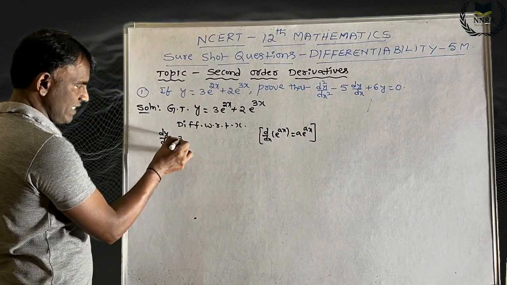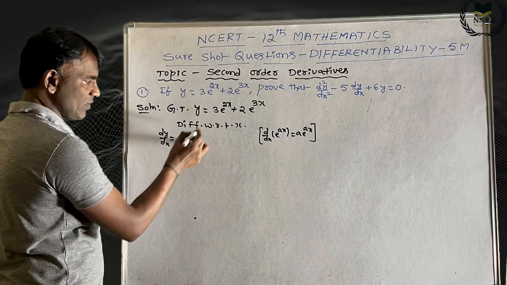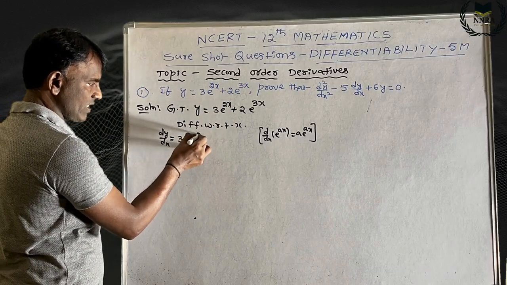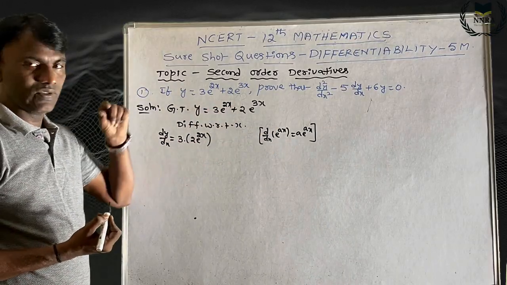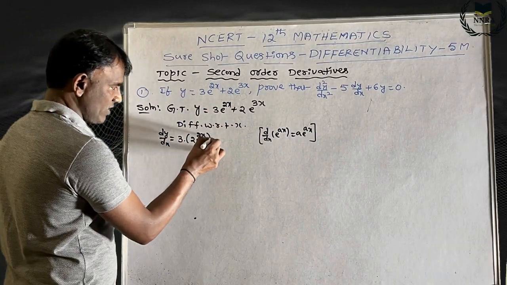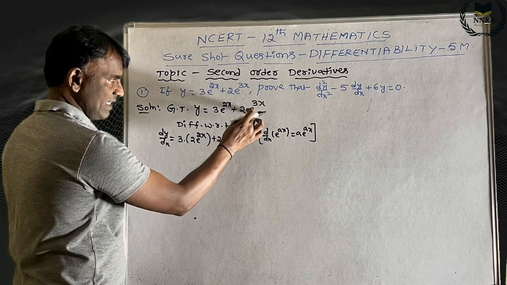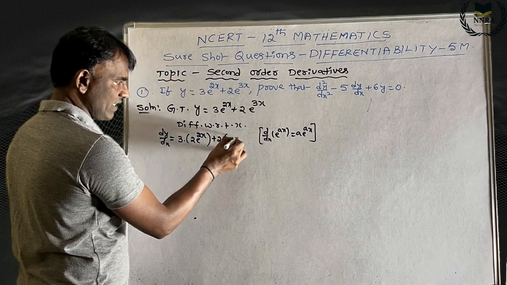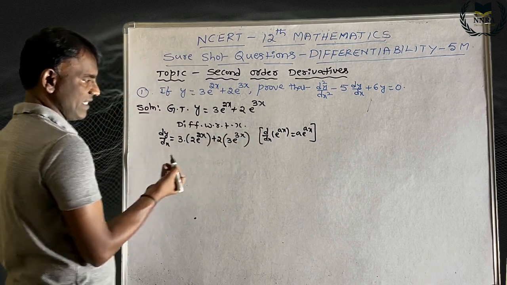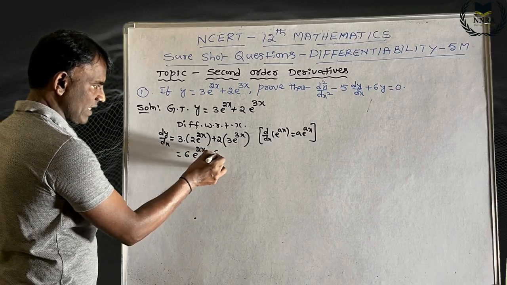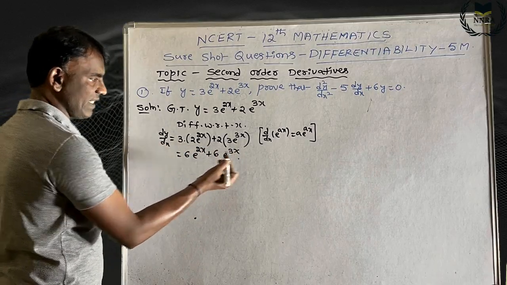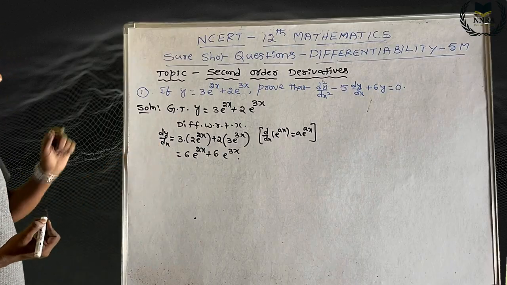So 3 constant, and the derivative of e power 2x is 2 into e power 2x. Why? Because a is equal to 2, and second one 2 constant, and e power ax where a equal to 3. So 3 into e power 3x. So it is 6 into e power 2x, again 6 into e power 3x. So this is dy by dx.